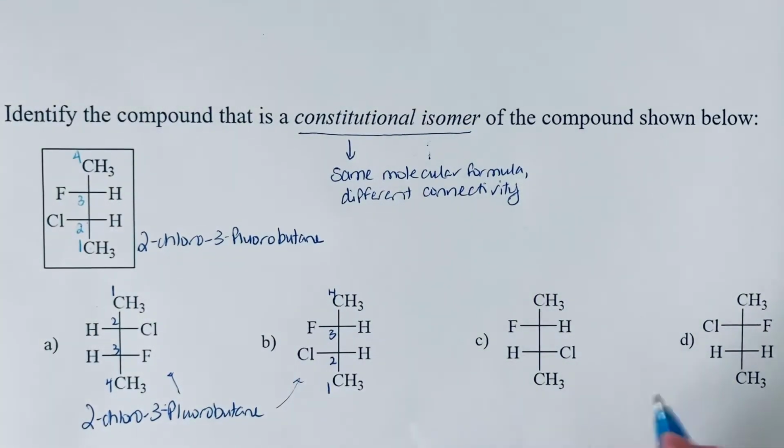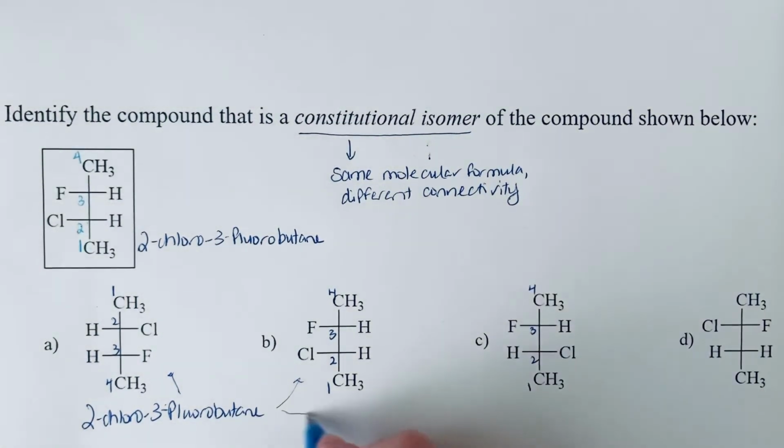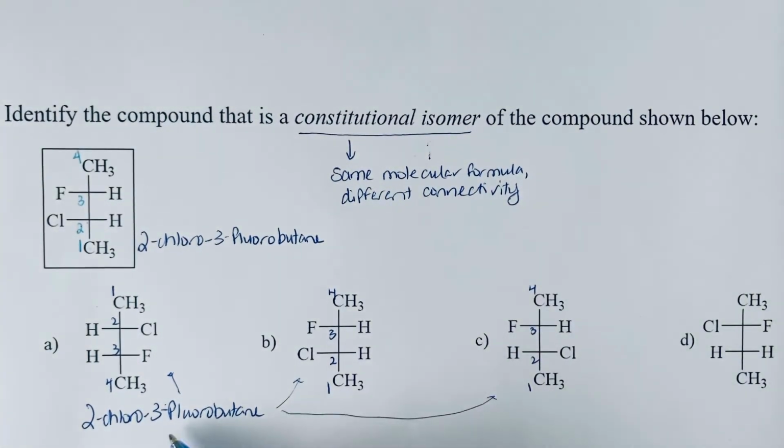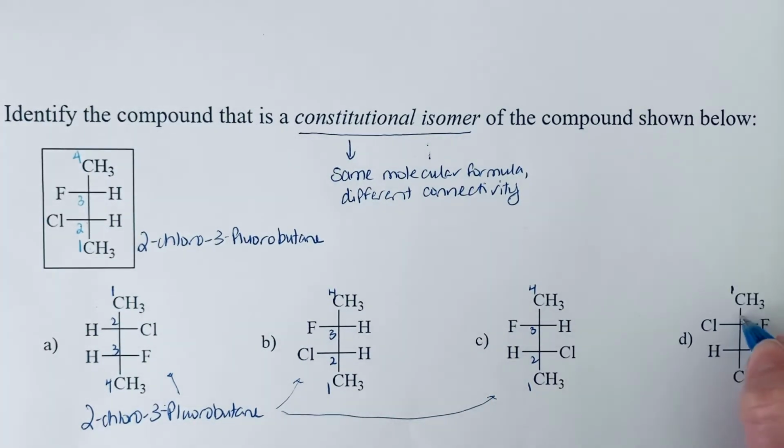If we look at C, this is also 2-chloro-3-fluorobutane. We have not found constitutional isomers, so it's got to be here in D. And we can see here we've moved things around. The chlorine and the fluorine are attached to the same carbon atom. So that is what makes this a constitutional isomer.